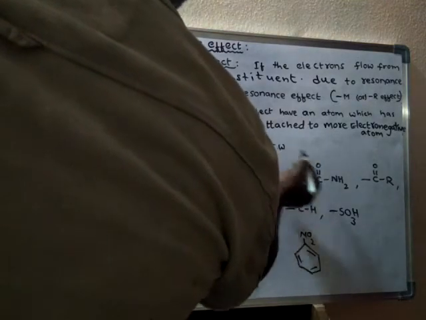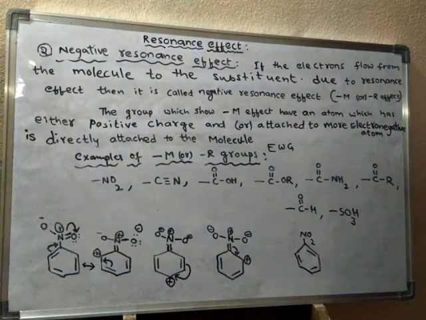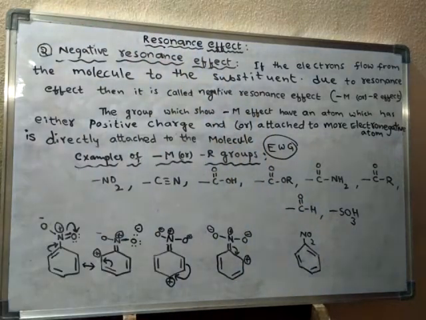Electron withdrawing groups. They are also called electron withdrawing groups. Positive resonance effect groups are called electron donating groups. So these negative resonance groups are said to be electron withdrawing groups. Electron withdrawing groups will take electrons from the rest of the molecule.